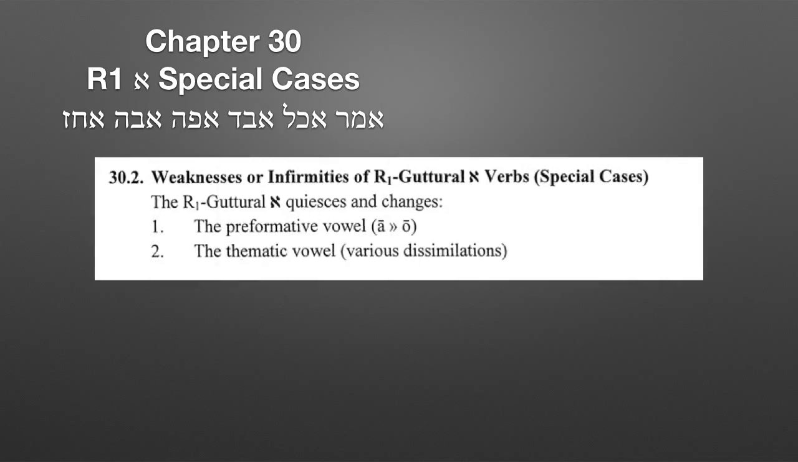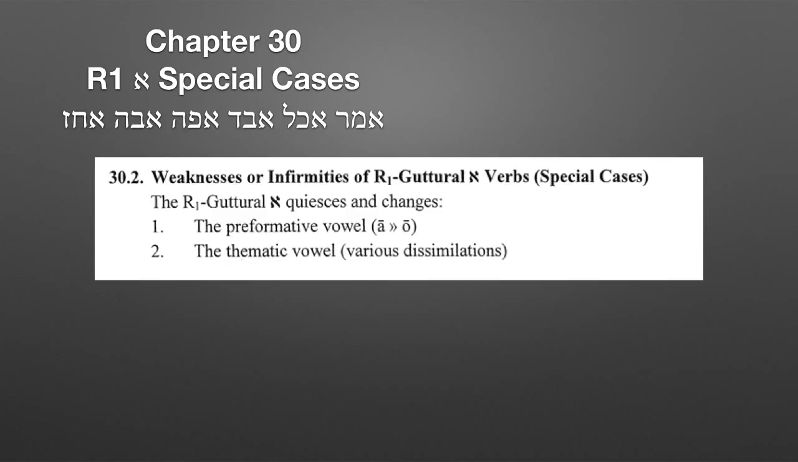What we would call the weaknesses or the infirmities of these: you might guess with a guttural it would be a dagesh or a schwa problem, but in fact, in this case, it's the performative vowel. We change from an A to an O, and again, it's just the way they work. It is a little bit bizarre, but it's just the way it happens.